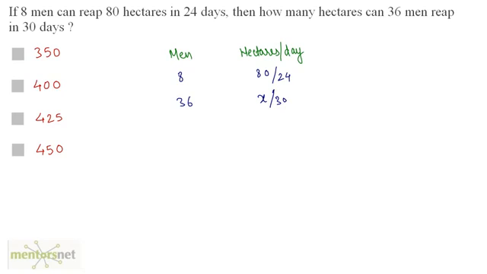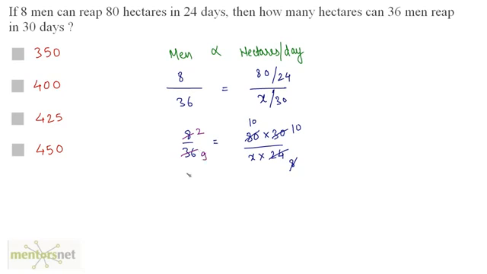Now, when you increase the number of men, the hectares per day reaped will also increase, right? More men will reap more. So this is a direct proportion. So we can directly equate them. So we have 8 by 36 is equal to 80 times 30 by x times 24. So 3 times 10 is 30, 3 times 8 is 24, and 8 times 10 is again 80. Now 4 2s are 8 and 4 9s are 36.